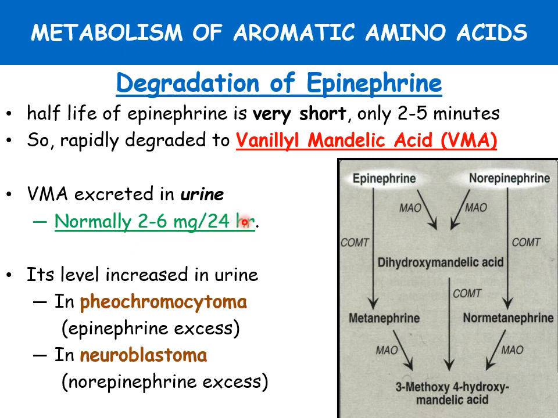But whenever there is a tumor of the adrenal gland, a pheochromocytoma, there is excess epinephrine production. Similarly, in a neuroblastoma, there is excess norepinephrine production. Ultimately, there is an increased production of VMA, vanillylmandelic acid, and the excess VMA is excreted in urine. So the estimation of VMA in urine is an important diagnostic criterion for the diagnosis of pheochromocytoma.